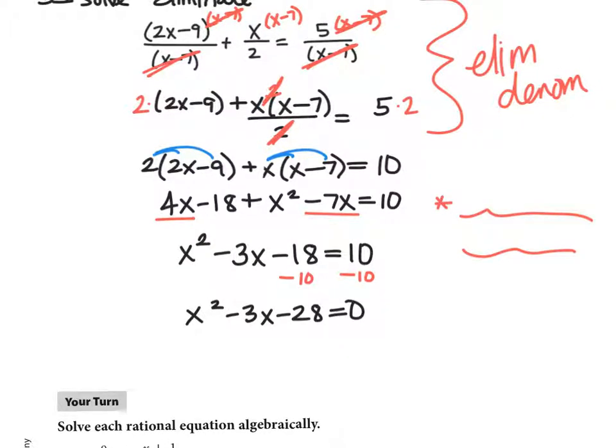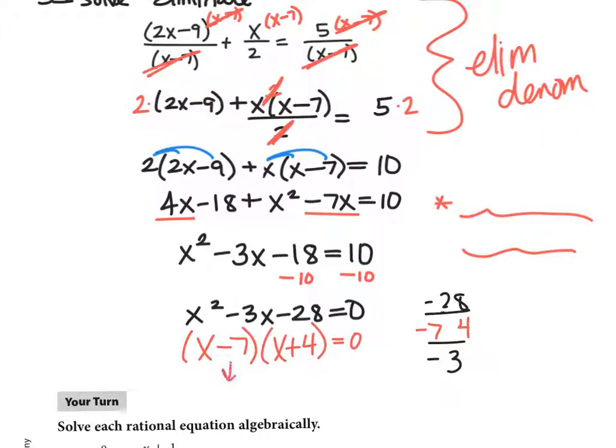We know that's going to be the quickest method. So I'm going to just set this up. Top number is negative 28, bottom number is negative 3. I'm pretty sure that's going to leave me with 2 numbers of negative 7 and positive 4. So my factors are going to be x minus 7, x plus 4, which is going to give me 2 possible solutions of x equals 7, and x equals -4.